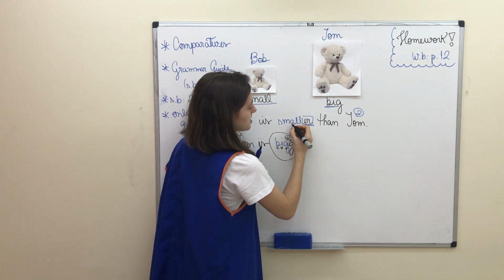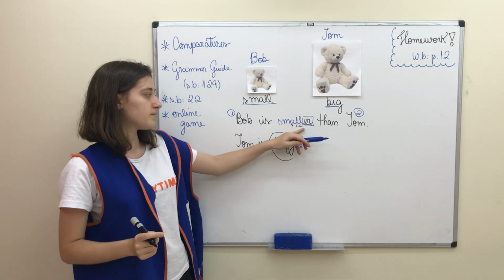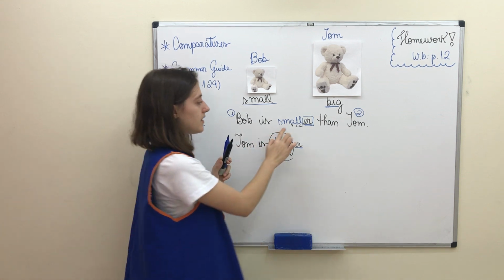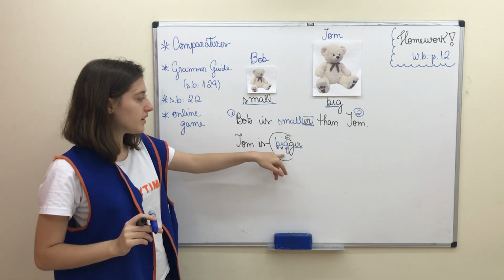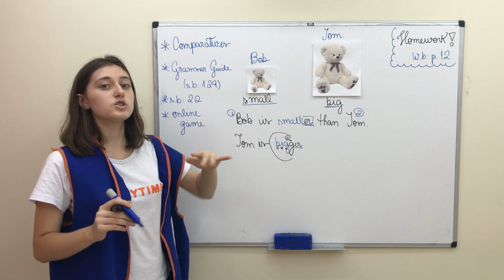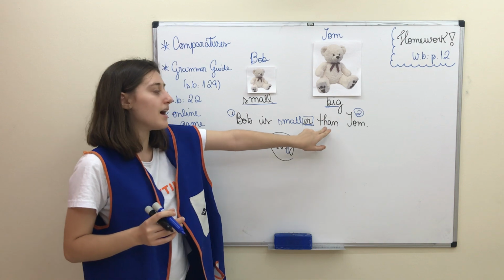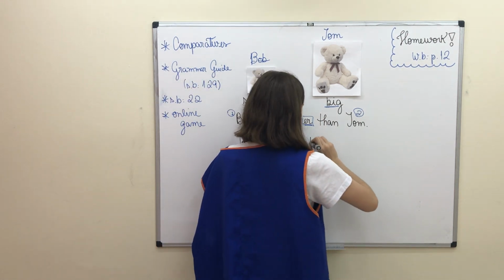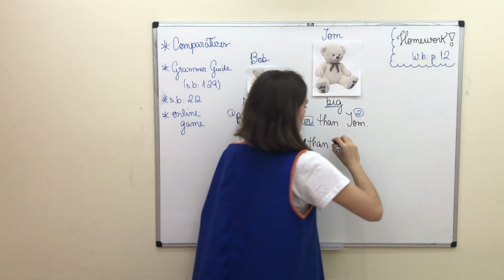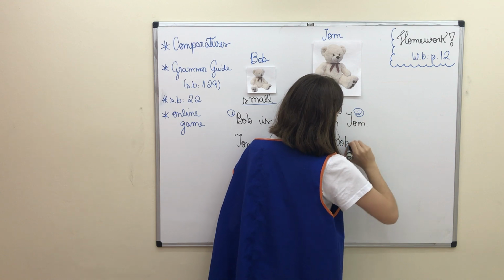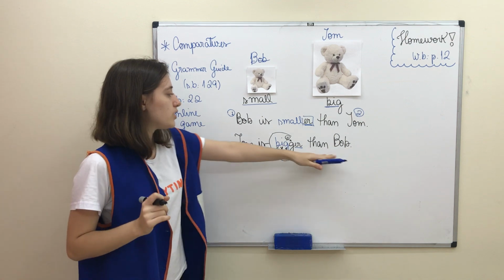But small was vowel, consonant, consonant. Não era CVC. Então a gente não teve que dobrar letter nenhuma. Alright? Only here. So Tom is bigger than always. Toda vez que a gente estiver comparando, we are going to use than, okay? So Tom is bigger than Bob, because I started with Tom this time. So Tom is bigger than Bob. O Tom é bigger, maior do que o Bob.